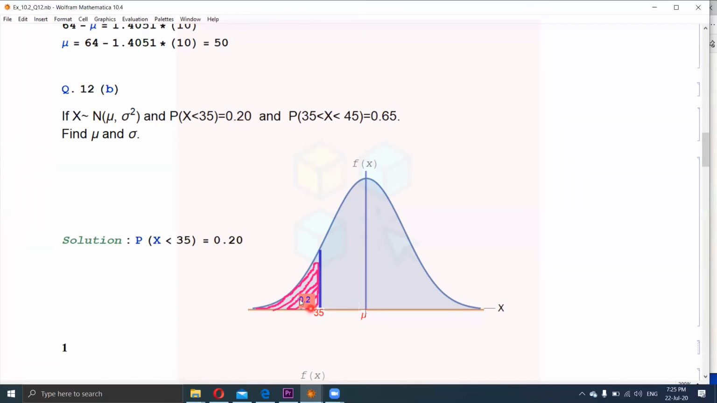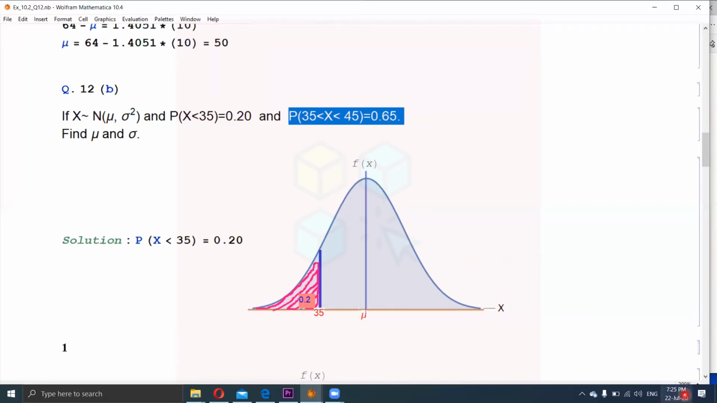So we wrote here in the shaded area the probability is 0.2, and this shaded area is below the 35 point on the left tail. So from the solution, probability x less than 35 is 0.2. And the second condition which is given here is the probability between these 2 points, 35 to 45, is 0.65.